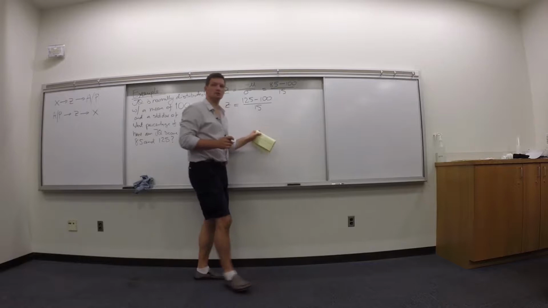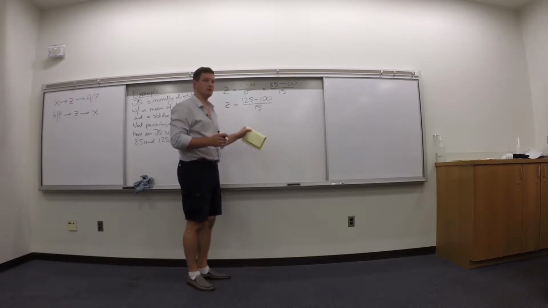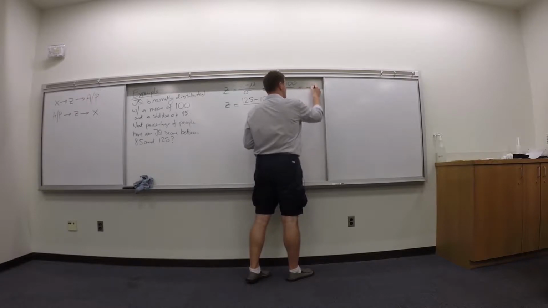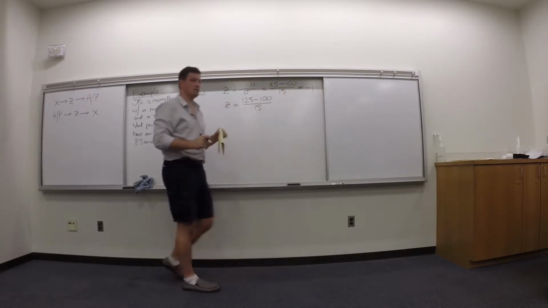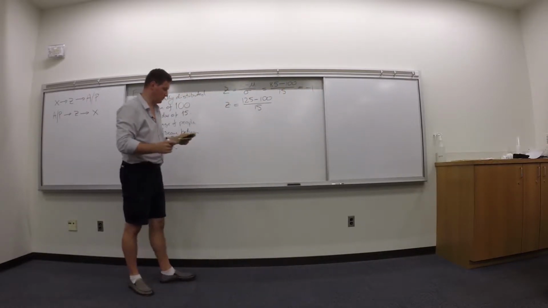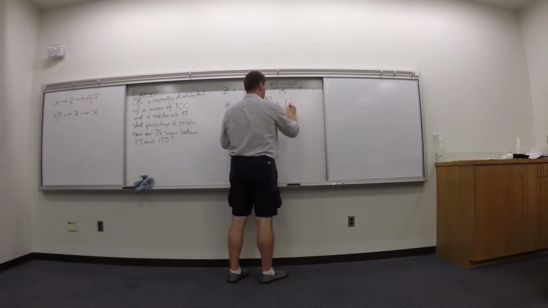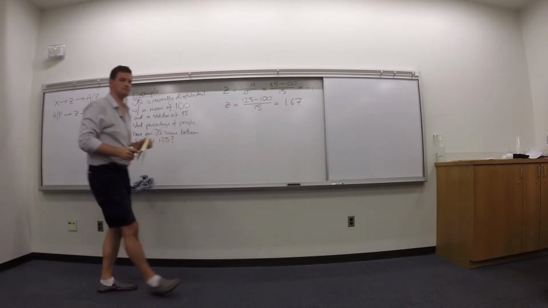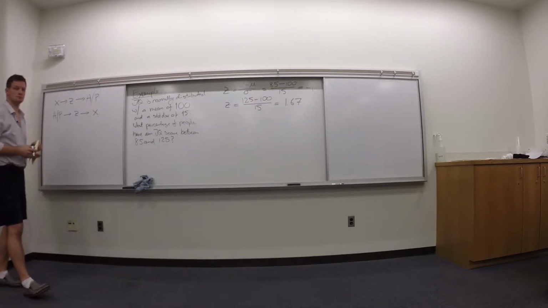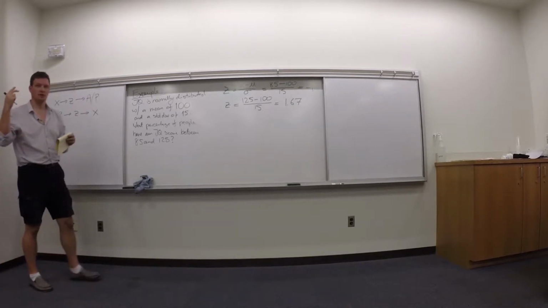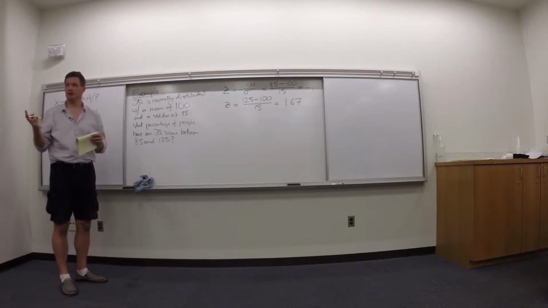85 minus 100 is minus 15. Minus 15 divided by 15 is negative 1. 125 minus 100 is 25. 25 divided by 15. So we found the z-scores. Second step of solving a problem like this is what?